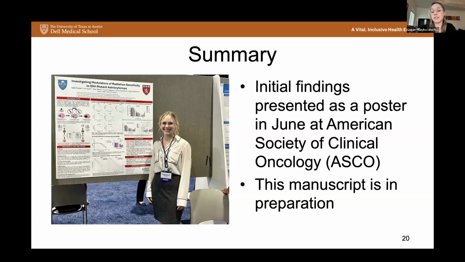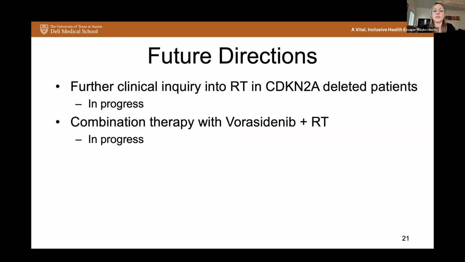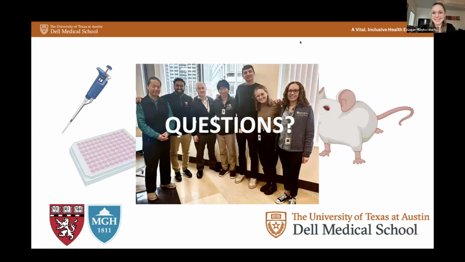These initial findings were presented as a poster at the American Society of Clinical Oncology, and we're currently preparing a manuscript. In terms of future directions, we want to see if these findings replicate in actual patient populations. So we're combining CDKN2A deleted patients and seeing the relationship between radiation therapy, the timing of the radiation therapy, and how their tumors have progressed. And then we're also trying combination therapy with vorasidenib, the IDH 1 and 2 inhibitor, with radiation therapy, and have some promising preclinical data for these combination therapies. Thank you so much, and I'll take any questions.